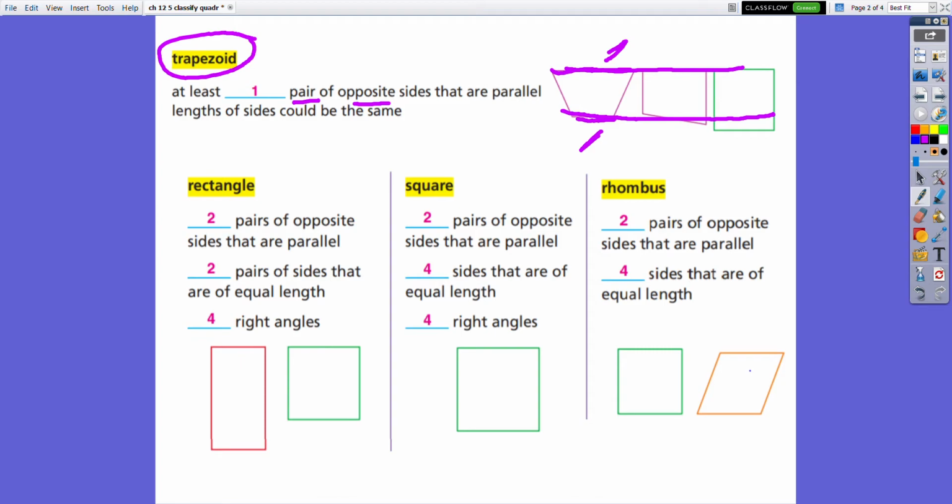Okay, so let me just erase those so the other shape is clear in front of you. Okay, so trapezoid, any shape that has four sides, four angles. And what is special about trapezoid? It has one pair, remember, one pair of opposite sides that are parallel. Only one pair. And the length of the sides could be the same sometimes, not always. Okay, so this is the only thing special about trapezoid. It has one pair of opposite sides that are parallel.